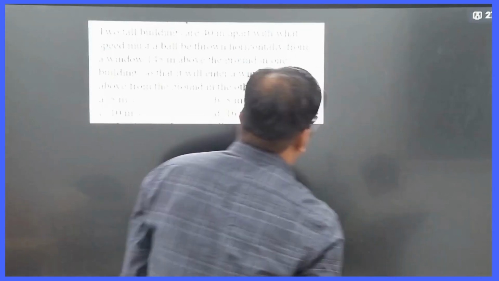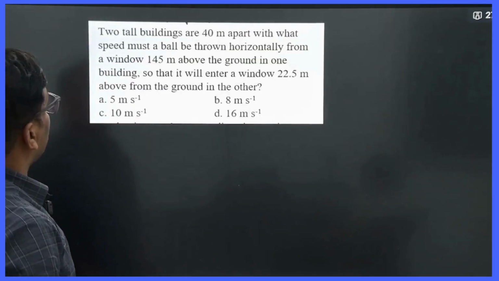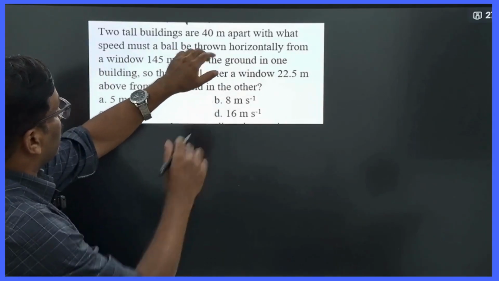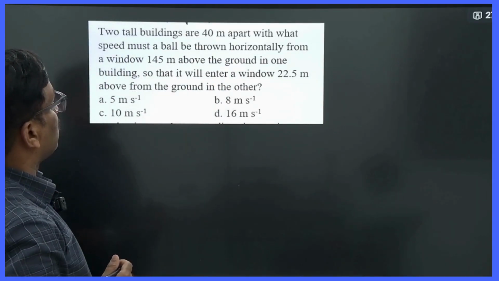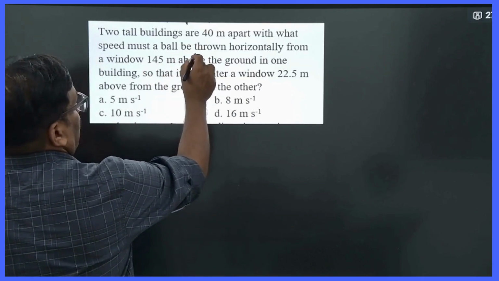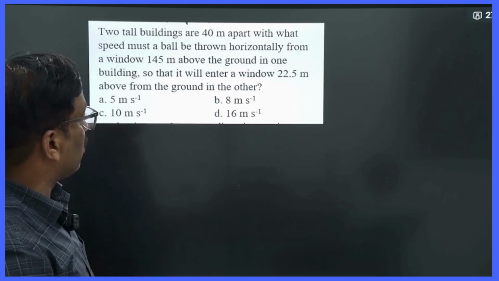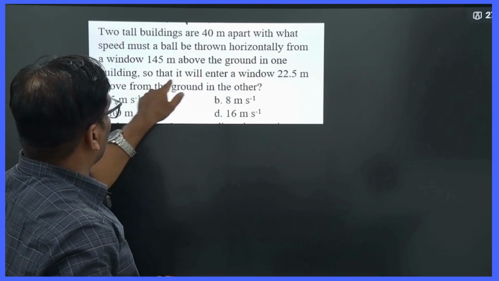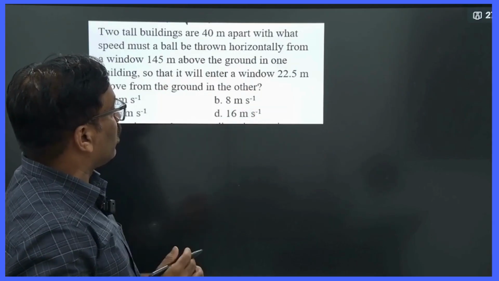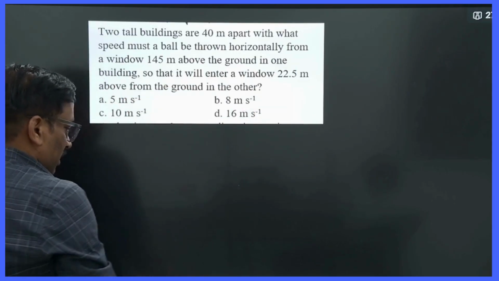We'll do one more question here. There are two tall buildings 40 meters apart. With what speed should a ball be thrown horizontally from a window 145 meters above the ground in one building, so that it will enter a window 22.5 meters above the ground in the other? I will explain this one.